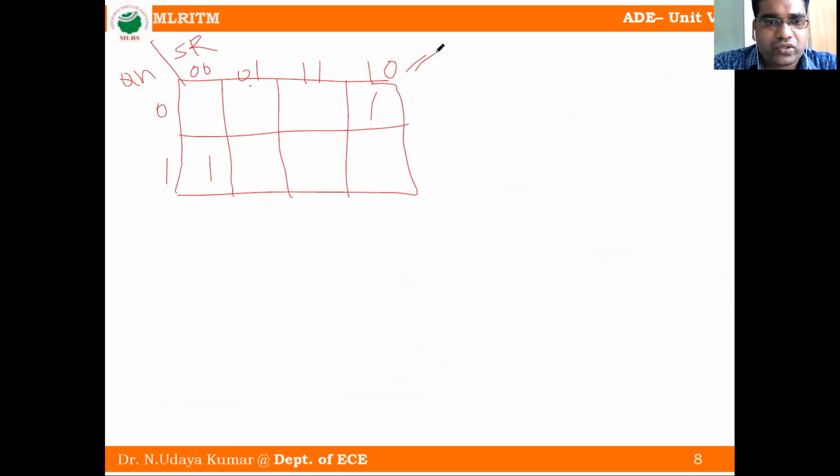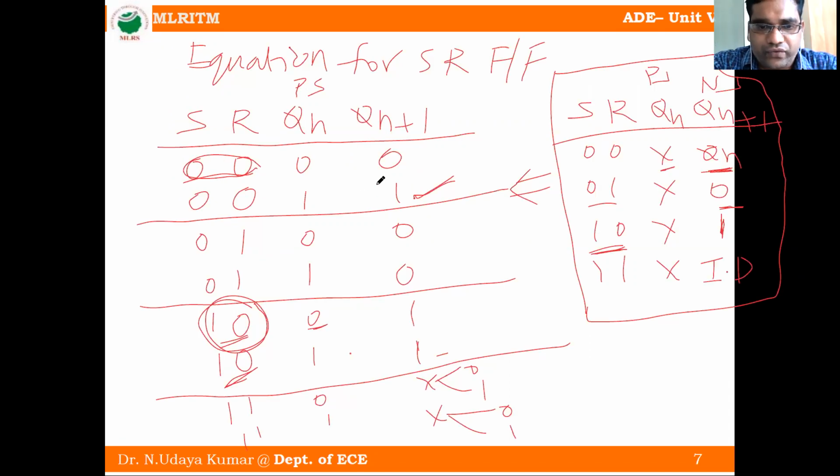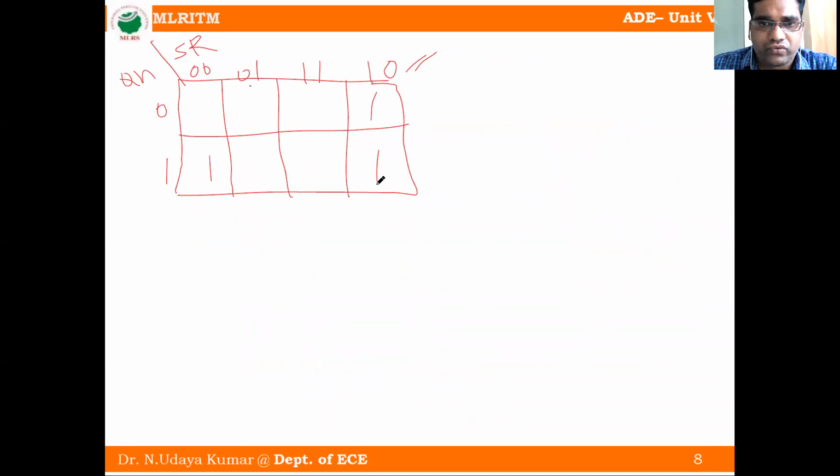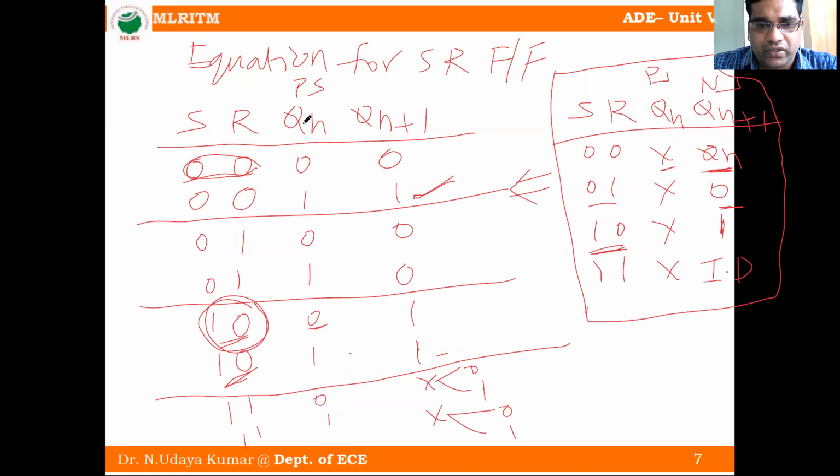SR is equal to 1, 0 and Qn is equal to 1 means we will get 1. Next, if SR is equal to 1, 1 and Qn is equal to 0, we will get don't care. SR is equal to 1, 1, Qn is equal to 0 means we will get this one. Next case, if SR is equal to 1, 1, Qn is equal to 1, we will get don't care.